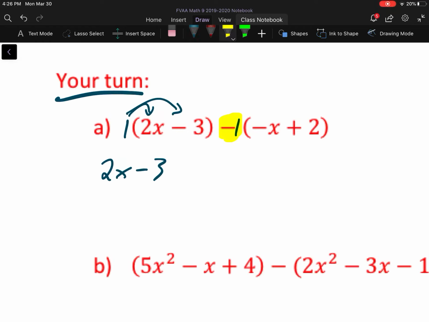Because I added that invisible 1, it's a negative 1, not a positive 1. And when I multiply a negative 1 to each term inside of the bracket, I end up with the opposite term inside that bracket. So negative 1 times negative x gives me a positive x, okay? And negative 1 times positive 2 gives me a negative 2, okay?